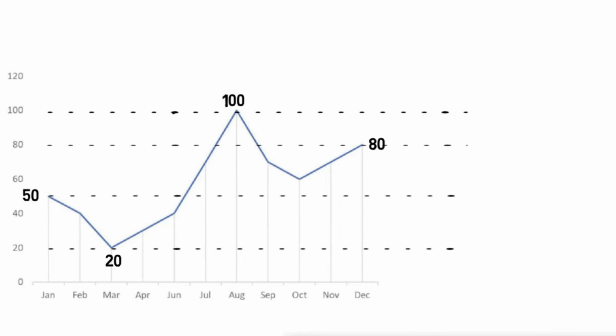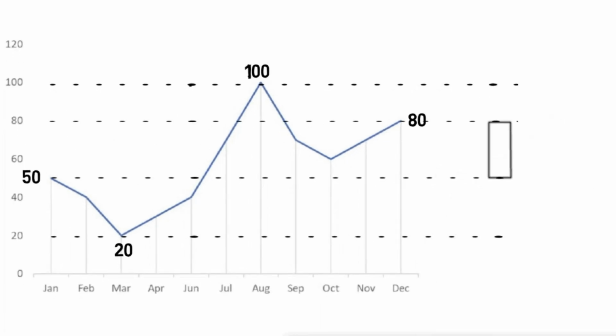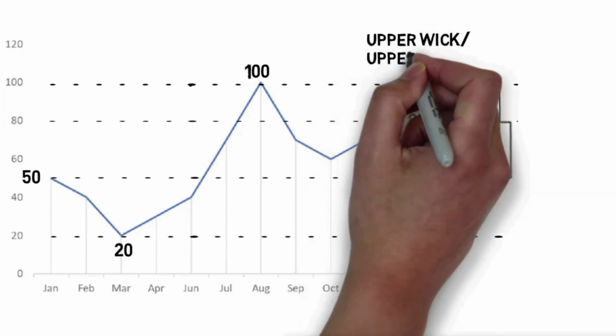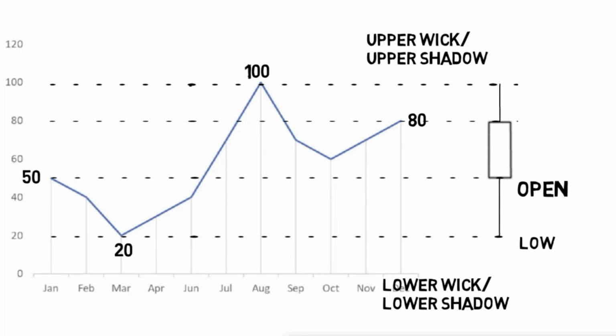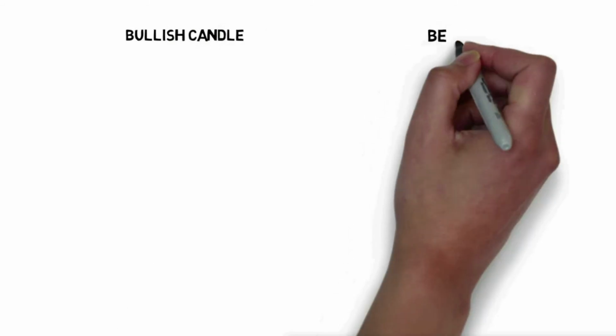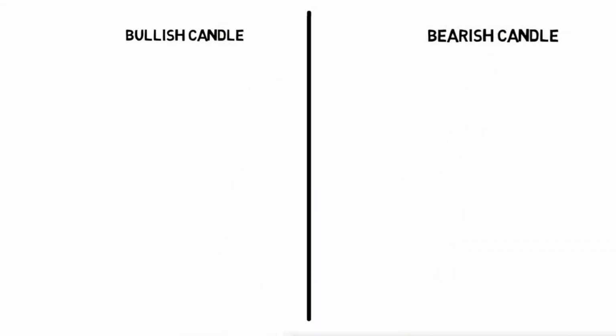From open to close, there will be a rectangle shape and this is called body. From high point to upper body, there will be a line which is called a wick or a shadow. As it is above the body, it is called upper wick or upper shadow. Another line which connects the lower body to the low is called lower wick or lower shadow. In this way, the candle shows the complete information of that time and that too in a very easily understood manner. Now let's have a look on how a bullish candle and a bearish candle can be identified and distinguished.